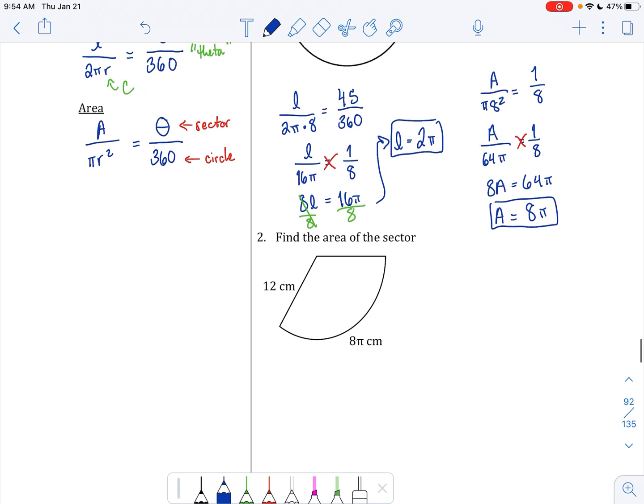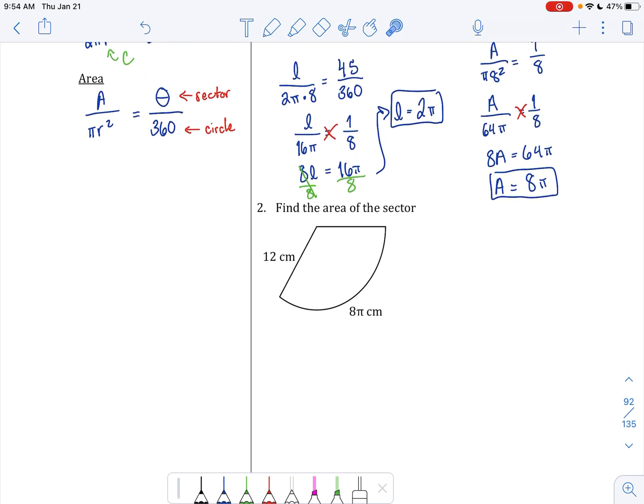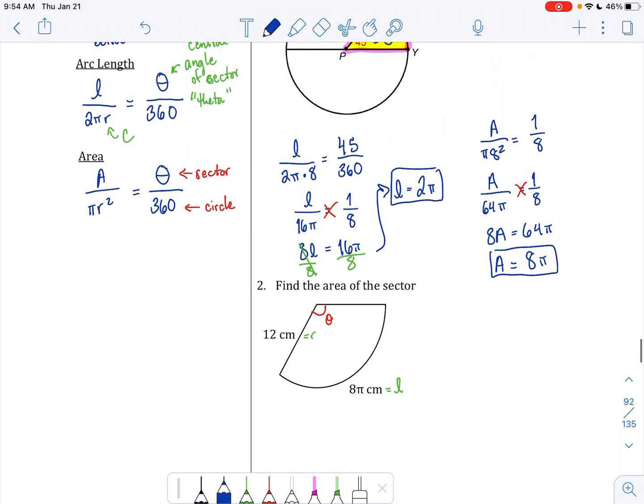Now, sometimes, just like what we've seen in the past in other lessons, here it says find the area of the sector. And what we have here is we're given 12, which is the radius. And we're given 8 pi centimeters, which is the arc length, because it's on the outside. It's that curved section. So what we could do here is plug the arc length into the arc length formula and back solve for theta, because what we're missing here is we don't know how much of the circle is there, right?